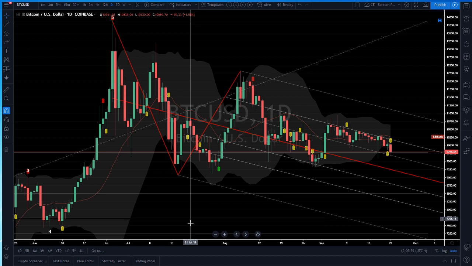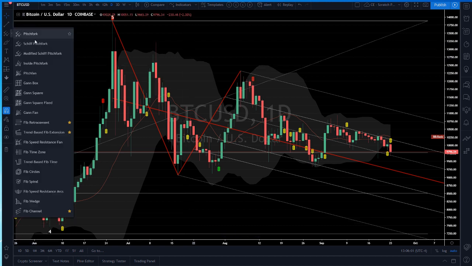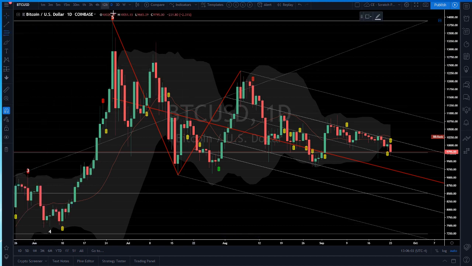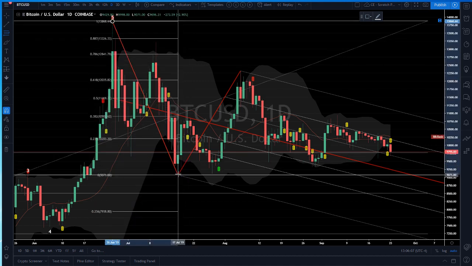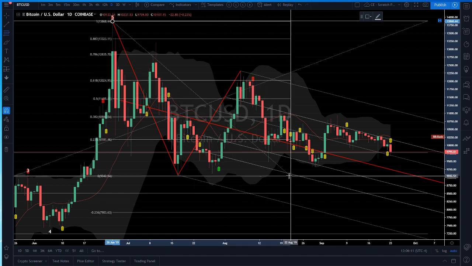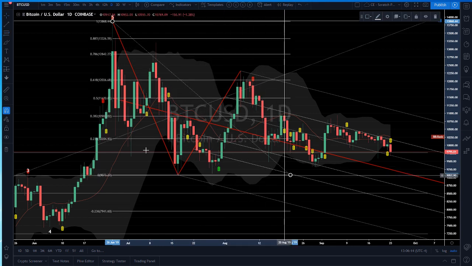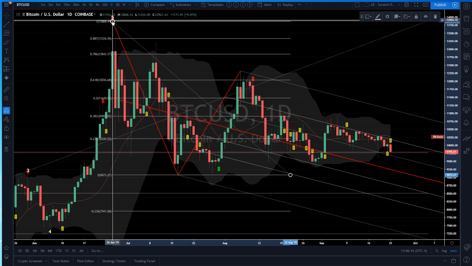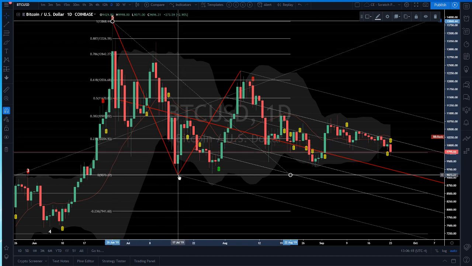First thing I want to do is take a look at our Fibonacci retracement. I'm going to start up here from the very top and work my way all the way down to the very bottom. I'm going to extend myself over so that I can project this. Again, starting from the top at 13,868 and all the way down here at 9,073.